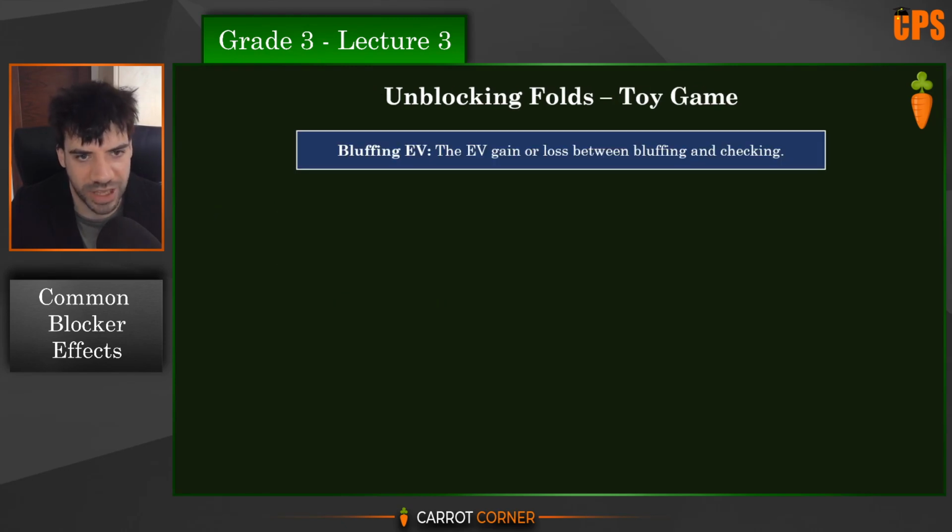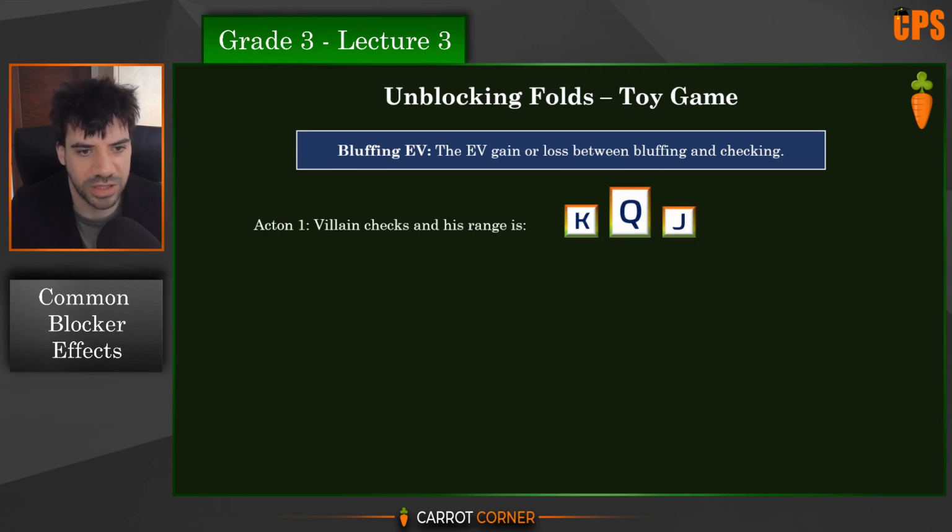Let's introduce bluffing EV. This is an important mathematical notion, and bluffing EV is not the EV of bluffing your hand. It may sound like that's what it is, but it's not. It's actually the EV gain or loss between bluffing and checking. So where bluffing is better than checking, the bluffing EV will be positive for a hand, and when bluffing EV is positive, you should always bluff. When checking is better than bluffing, it will be negative, and when bluffing and checking have the same absolute EV, bluffing EV will be 0.